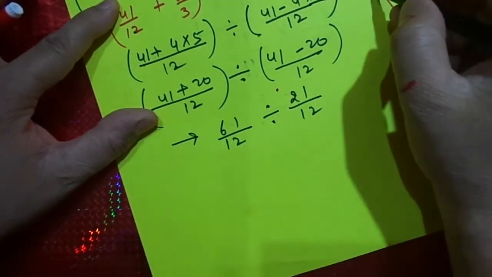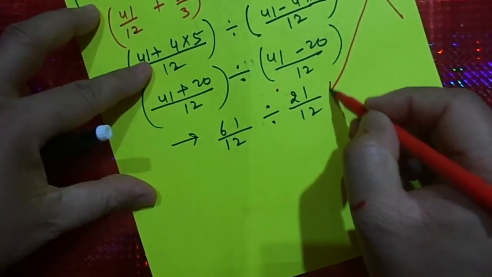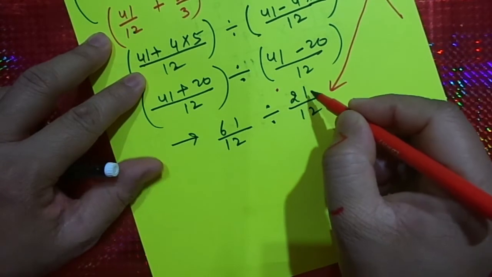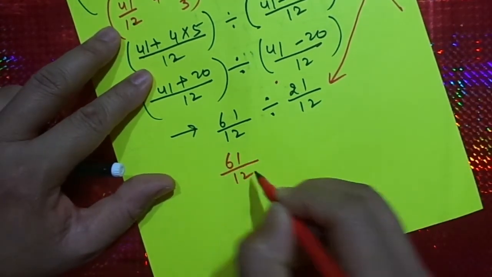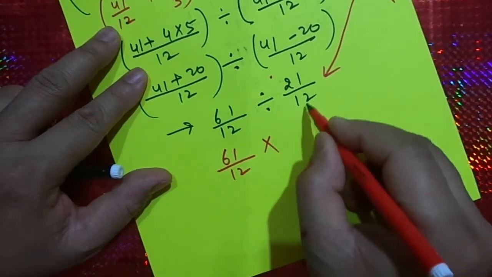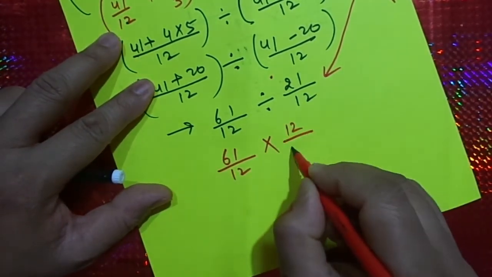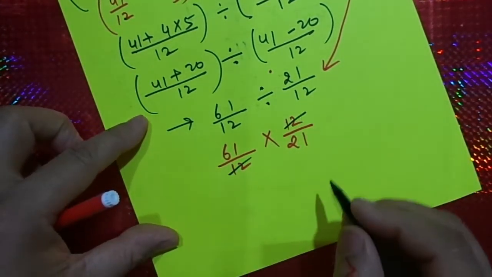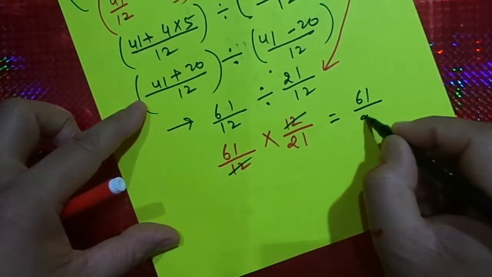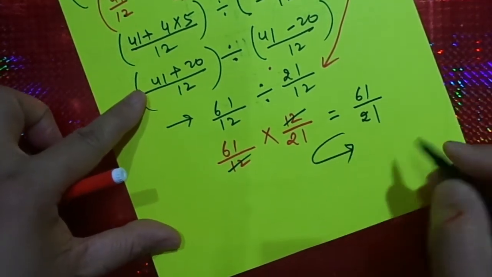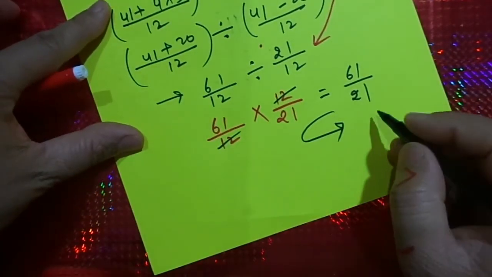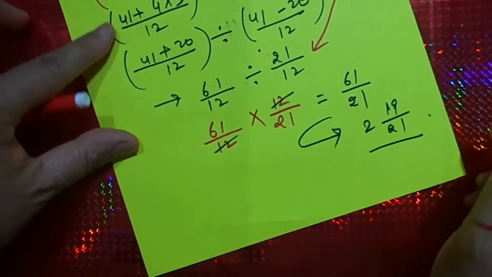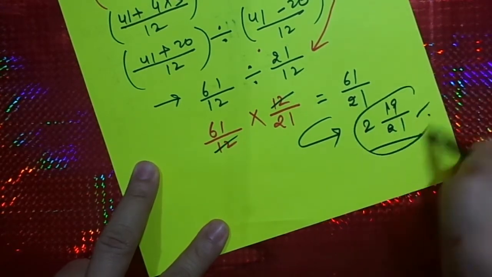Now since I have reduced them to single fractions, I can change the divisor into its reciprocal. So 61 by 12 multiplied by 12 by 21. Shall we cancel? Of course I should. And finally I get 61 by 21, which you people can convert into a mixed fraction as 2 19 by 21. Yes, 2 19 by 21 as your solution.